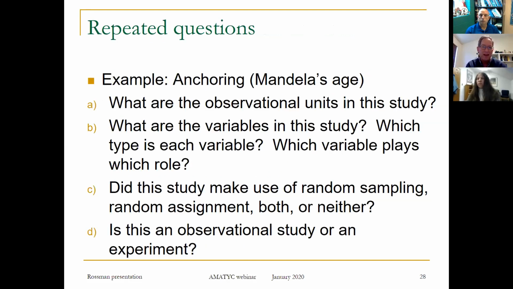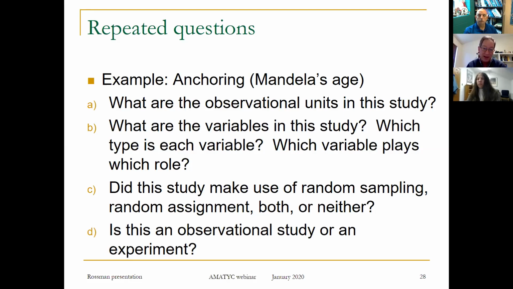conclusions. Sorry. One thing that I've come to do in my classes all the time is ask some questions over and over again. Virtually every example I use in the course, students get sick of hearing these questions, I'm sure, but I think it's important to ask them over and over again. And those questions are, what are the observational units? What are the variables? What type of variable is it? Which is explanatory, which is response? Did the study make use of random sampling, random assignment, both, neither? Is it an observational study or an experiment?